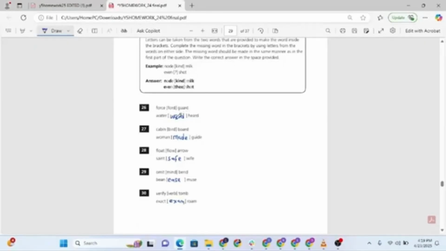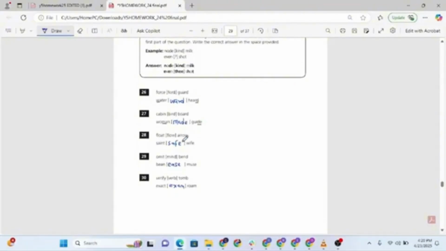This is because if we take the letters W and A from the word water and the letters R and D from the word herd, we can form the word ward. Therefore, the correct answer is the word ward. Question 27. The correct answer is the word maid. This is because if we take the letters M and A from the word woman and the letters D and E from the word guide, we can form the word maid. Therefore, the correct answer is the word maid.